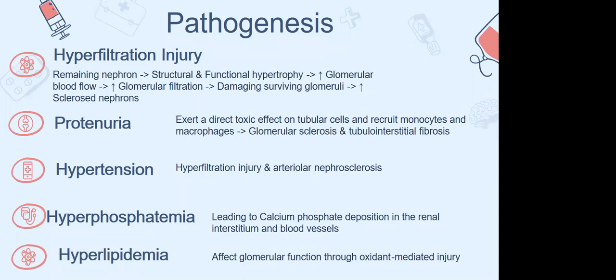So the next one is hyperphosphatemia. Hyperphosphatemia occurs when our kidney cannot excrete the excess phosphate in our body. So when there is too much phosphate in our blood, it leads to calcium phosphate deposition in the renal interstitium and also blood vessels, which will worsen the kidney condition. And the last one is hyperlipidemia. Hyperlipidemia will affect the glomerular function through oxygen-mediated injury. Okay, next.